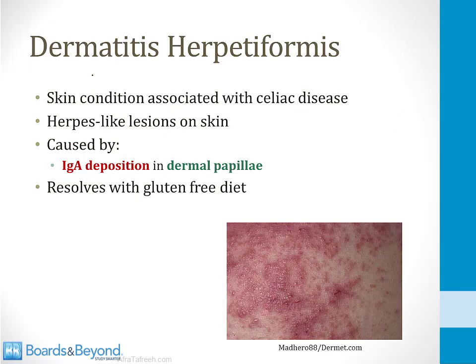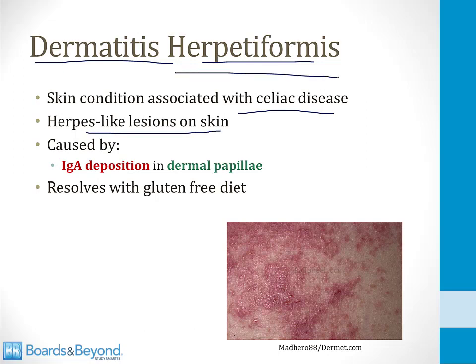Another condition that's associated with celiac disease is a skin condition called dermatitis herpetiformis. This is associated with celiac disease and it results in herpes-like lesions on the skin. That's why it's called herpetiformis. This is a picture of dermatitis herpetiformis shown on the screen here. These are very similar skin lesions. They are vesicular, just like what you can see in herpes.